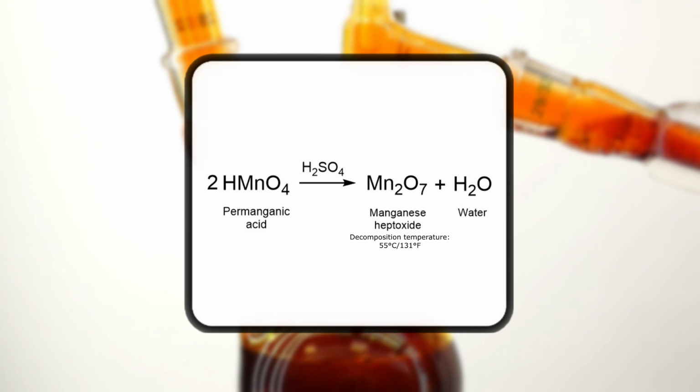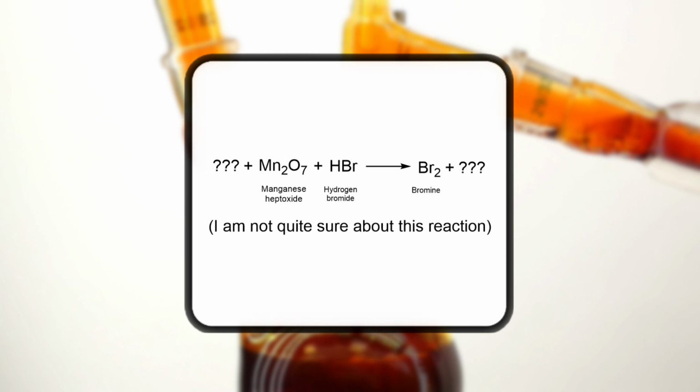But similarly to the hydrogen bromide, the water also makes everything work here by allowing the manganese heptoxide to immediately react with the hydrobromic acid to produce bromine, which quickly evaporates because all these reactions produce a lot of heat.